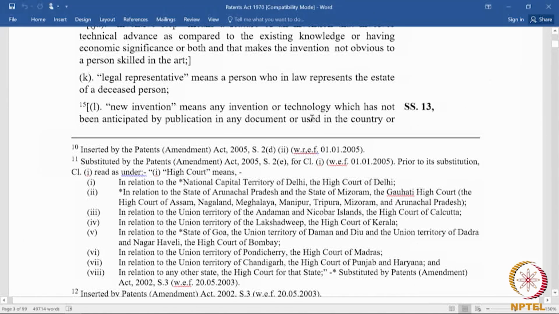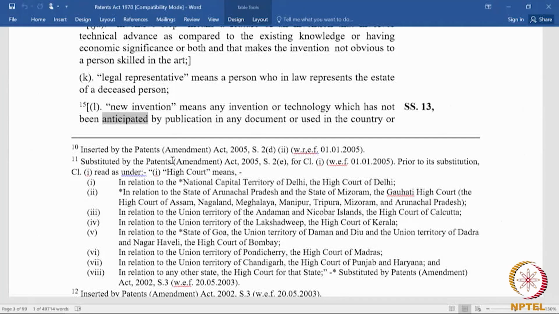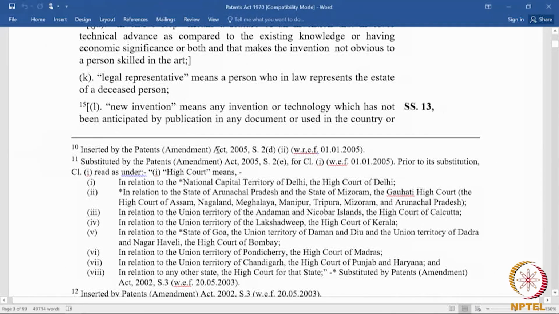So, any invention or technology which has not been anticipated. Now, this is a phrase that you need to understand. Anticipation is discussed in detail in chapter 6 of the Patents Act, sections 29 to 34. There anticipation contains all the exceptions to anticipation. What are the instances that do not amount to anticipation? So, here we understand this statement as: if an invention or technology has not been anticipated, then it is regarded as new. Now, anticipation can happen in multiple ways.